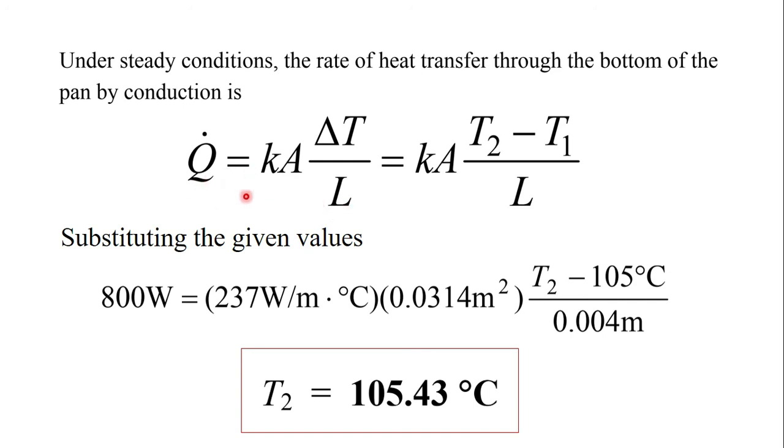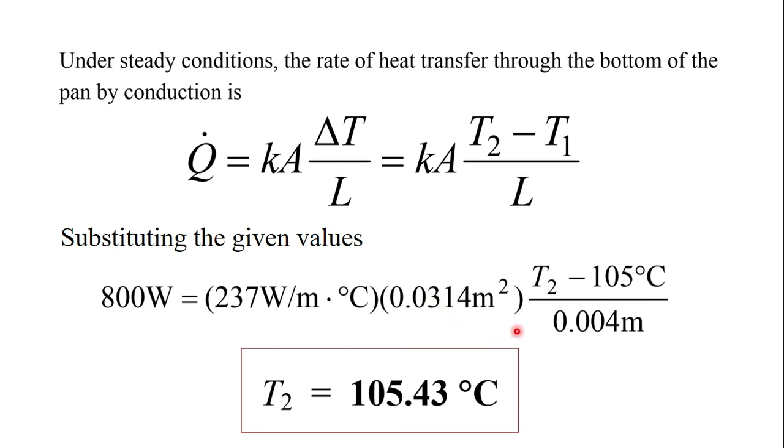After putting all the values in this formula, this is 800 watt given in the question statement, 237 is the thermal conductivity, and 0.0314 meter square is the surface area. The inner surface temperature is also given, and that is 105 degrees centigrade. And the last thing is the thickness of the bottom of the pan, which was given in the question statement as 0.4 centimeter, and if we convert the 0.4 centimeter into meters, that will be equal to 0.004 meters.